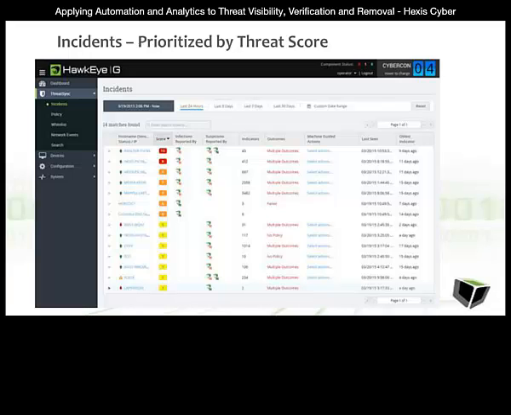I'll talk about those in the next couple of slides, but this lets you easily and quickly find the most important system, prioritize its response, do some quick verification that what HawkEye G found is exactly what's happening, and then take an immediate manual action. In automated mode, the system will tell you what it's performed. In machine-guided or human-operated mode, the system will tell you what you need to do.